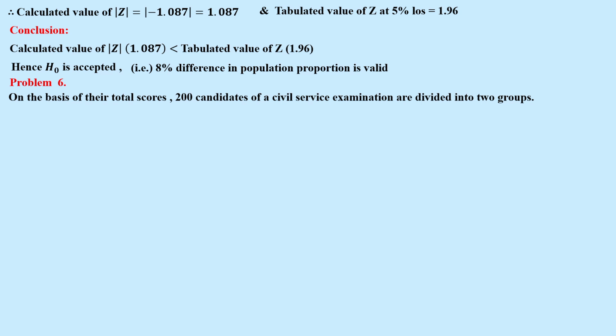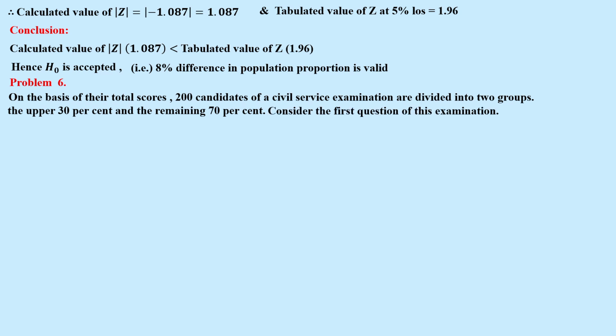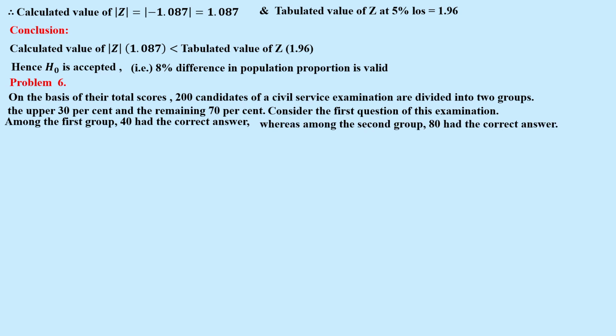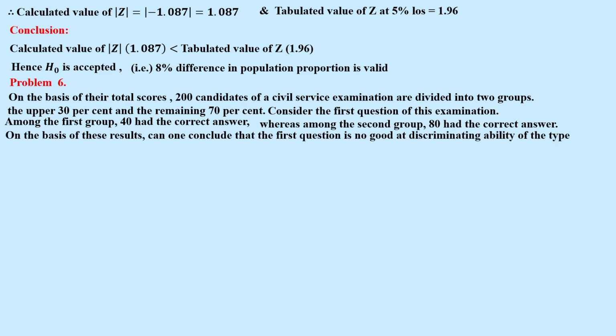Next problem. On the basis of their total score, 200 candidates of a civil service examination are divided into two groups, the upper 30% and the remaining 70%, right? Consider the first question of this examination. Among the first group 40 had the correct answer, whereas among the second group 80 had the correct answer. On the basis of these results, can one conclude that the first question is no good at discriminating ability of the type being examined here?